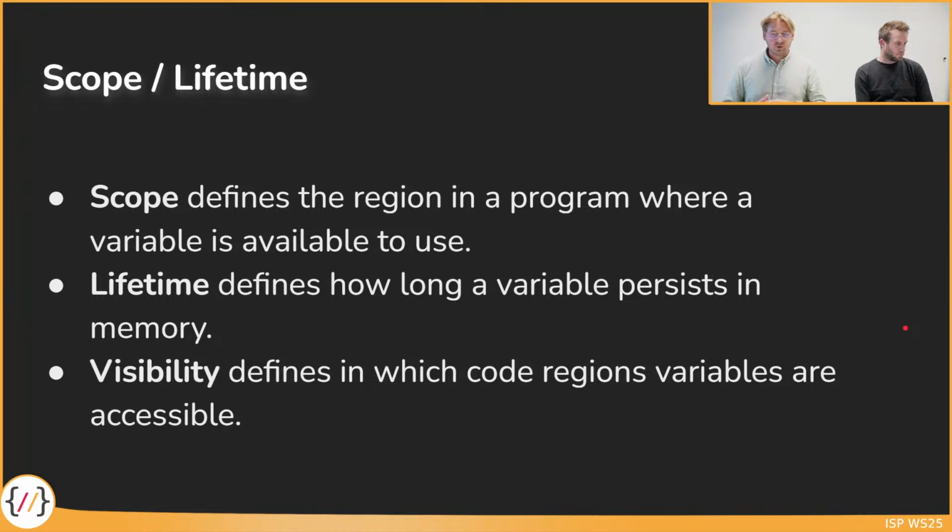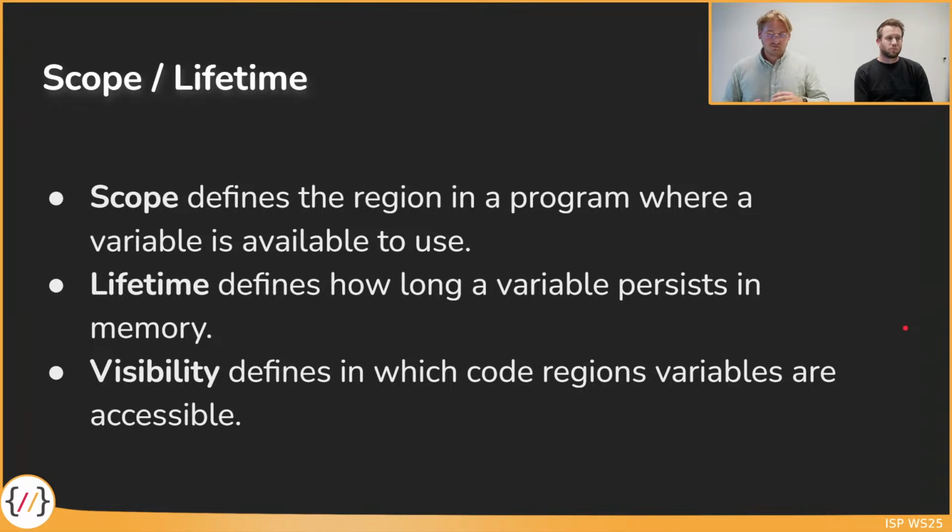And which is quite similar to scope is the visibility. So scope is really about the area, the region within the code where the variable can be accessed and used. But there's also visibility, which means it is a code region where this specific variable can really be accessed.